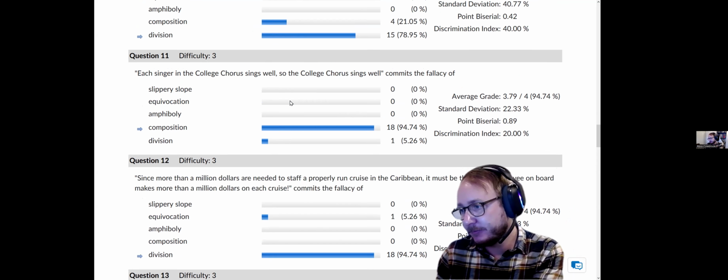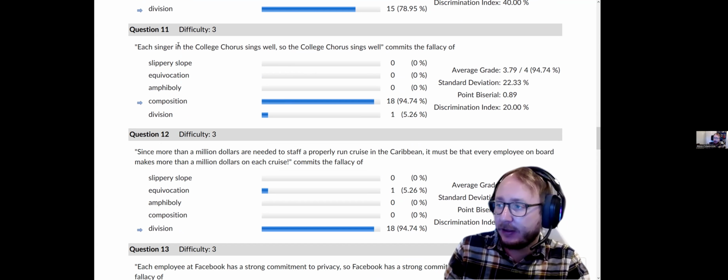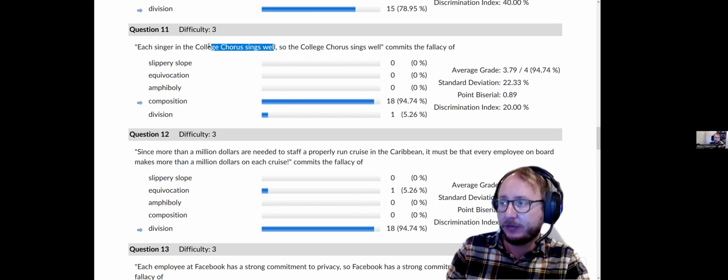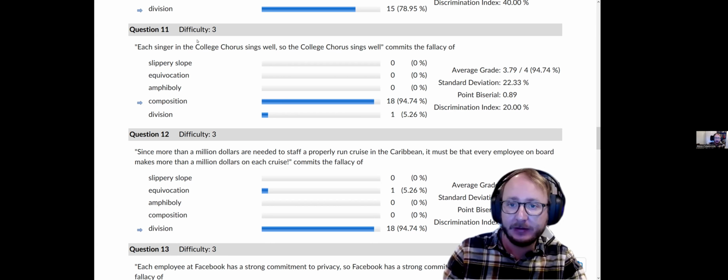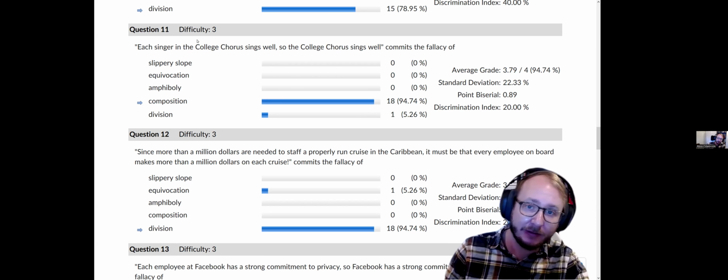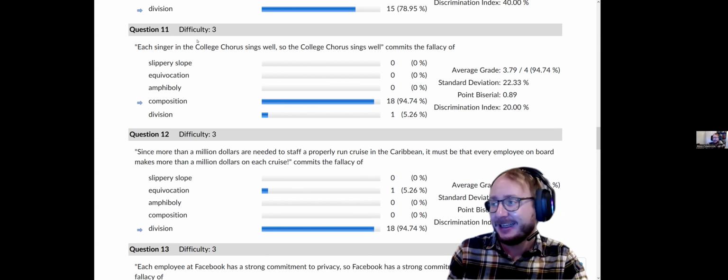All right, question 11. Here we've got each of the parts, each singer in the college chorus, and that's the premise, right? And then we're going to draw a conclusion about the college chorus as a whole. That's composition. And again, just because the chorus sings well doesn't mean that every singer in it sings well. The chorus singing well is compatible with one person in it kind of not doing a very good job, right?